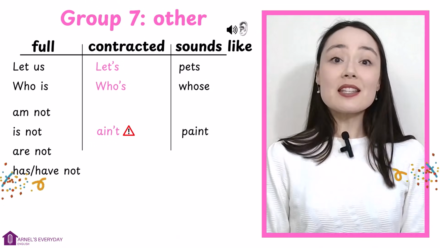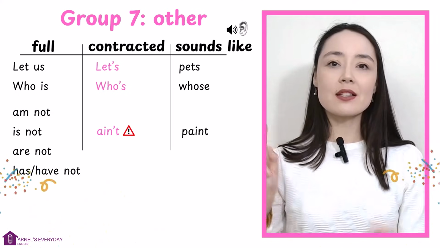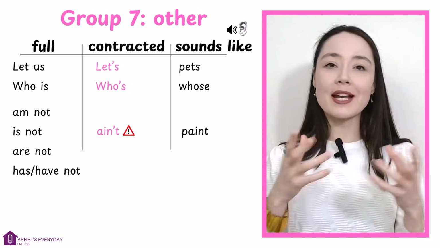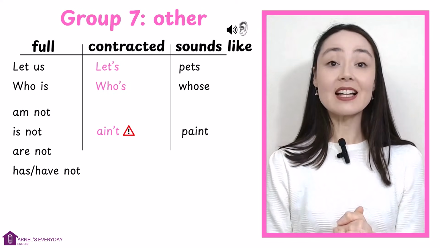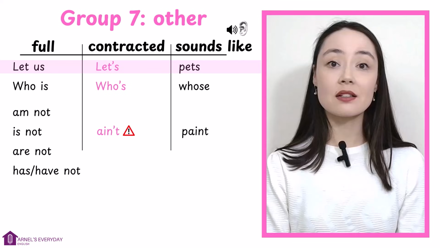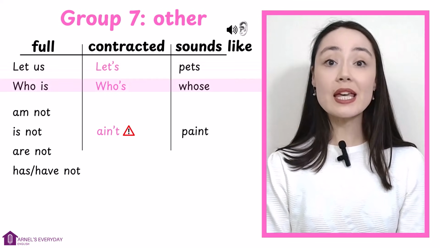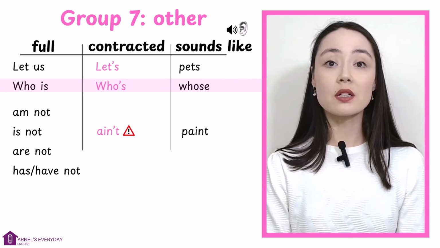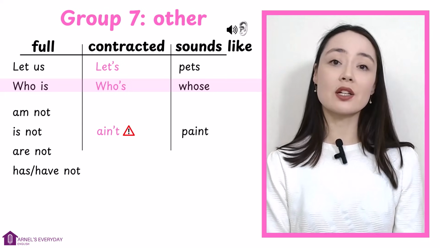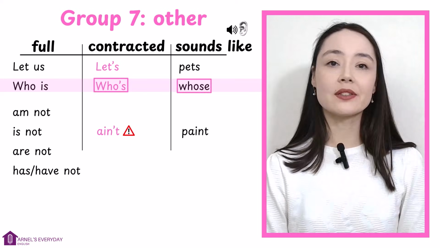Group number 7. Last group. Group number 7 is other. These are just random. I put these into a random group. Let us, let's. Just like pets. Who is? Who's. Yep, the same pronunciation as whose. Whose sounds the same.